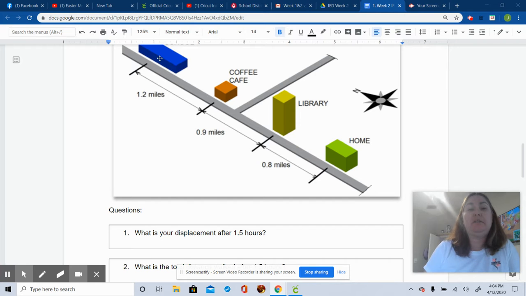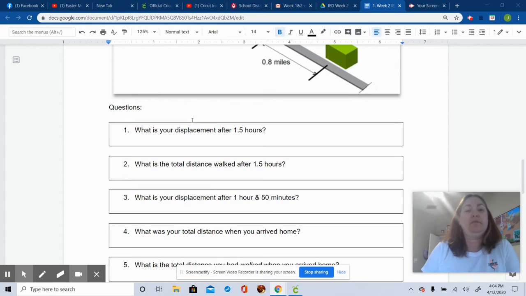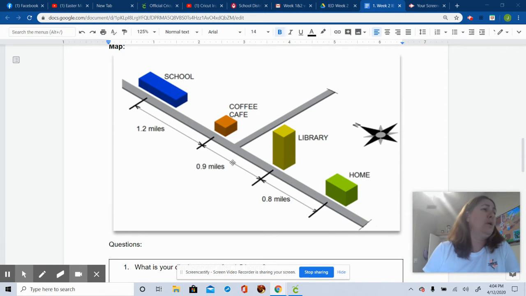The displacement is a distance from the beginning. So the displacement is only this 1.2 miles. It's not the whole thing. It's where you are, how far away you are. So that's that. What's the total distance I walked after 1.5 hours?